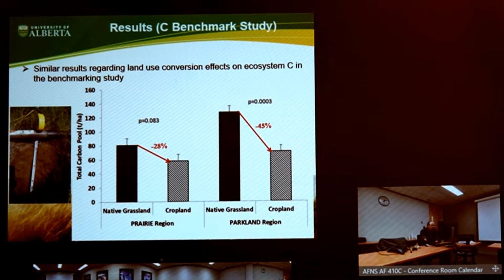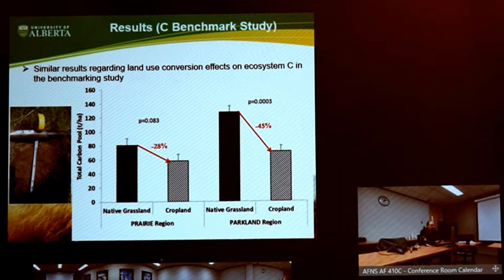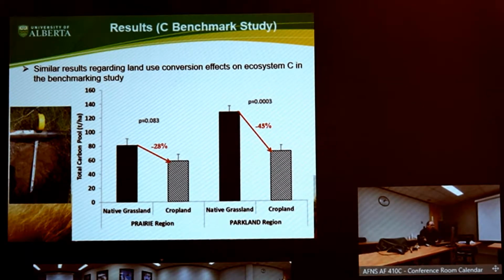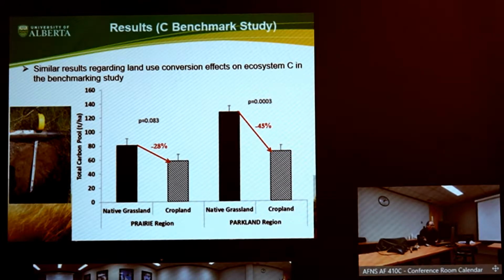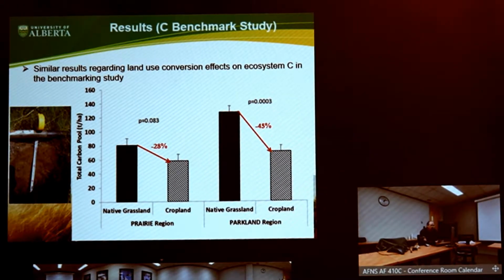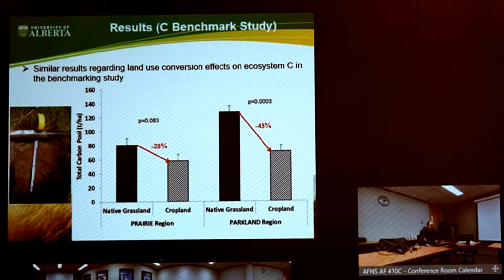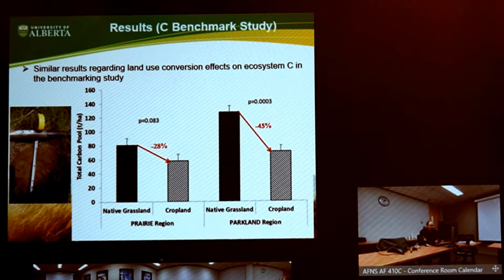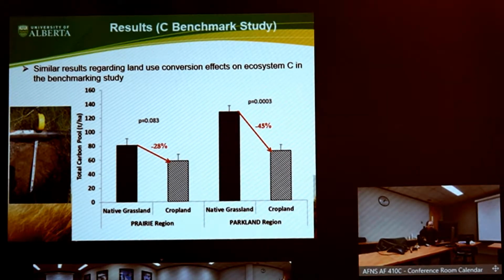Okay, in the Alberta benchmarking study, we see a very similar pattern of results. This is the total carbon pool if we compare native grassland with our adjacent cropland land uses. And again, you see a marked decline under our cropping areas, ranging anywhere from 28% in the prairie region to as large as 45% in the parkland region.